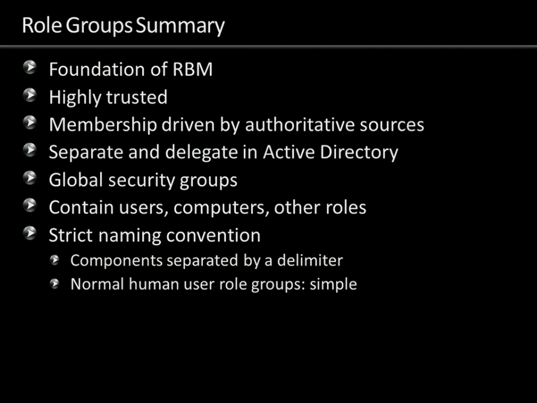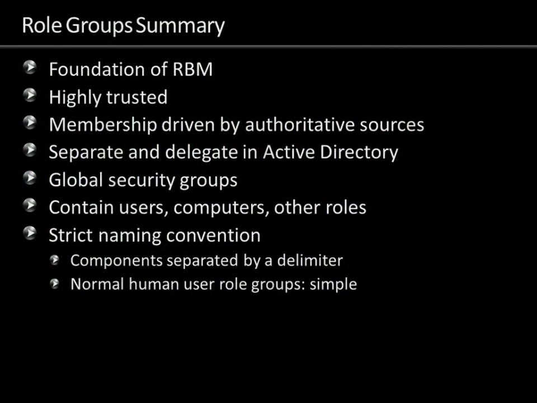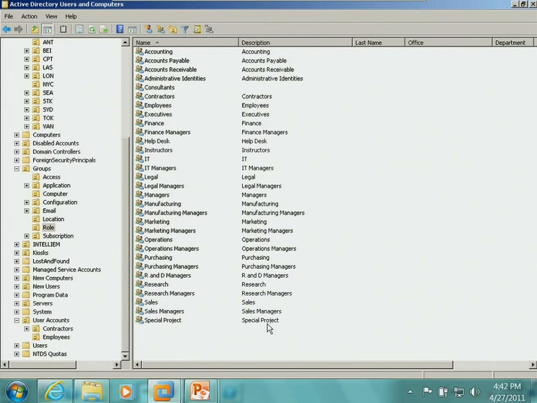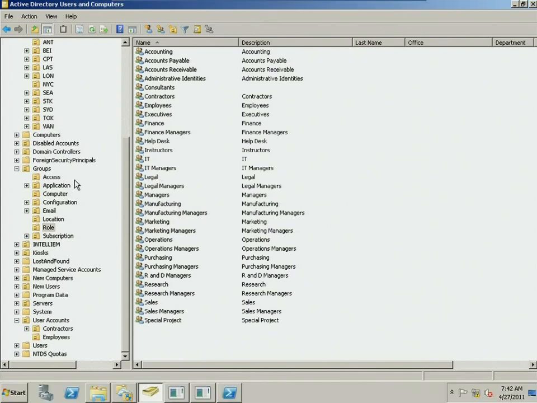As a quick summary, the role groups are the real critical part of role-based management. They define who a user is. It should be highly trusted, preferably authoritative. You want to make sure that they're tightly delegated in Active Directory because they need to be trusted and authoritative. They're typically global security groups containing users, computers, and other roles, and you should have a very strict naming convention for your role groups. So before we move on to rule groups, any questions on role groups?